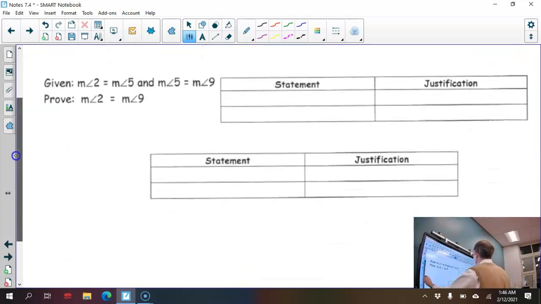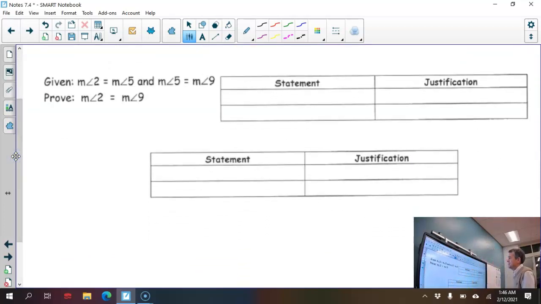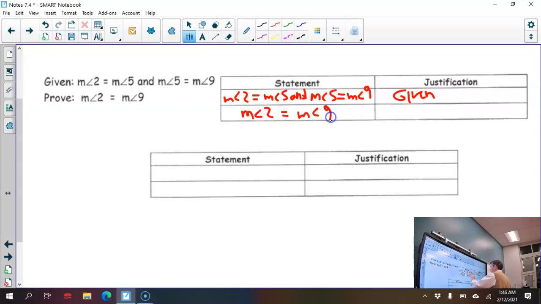All right, last two-step proof. Given that the measure of angle 2 equals the measure of angle 5, and the measure of angle 5 equals the measure of angle 9. Oh my. The measure of angle 2 equals the measure of angle 5. And this fit better on paper than it does for me on the board. The measure of angle 5 equals the measure of angle 9. That was given. Can I prove that the measure of angle 2 equals the measure of angle 9?